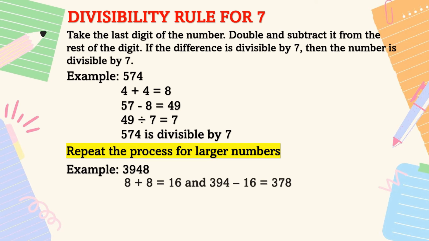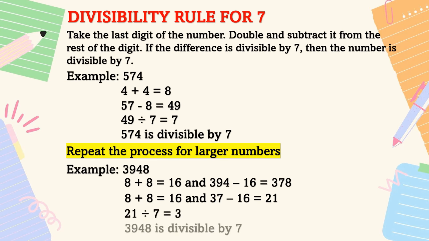Now, we have to repeat the process. The last digit is 8. We have to double it again. 8 plus 8 is equal to 16. And we have to subtract it again from the remaining digits. 37 minus 16 is equal to 21. 21 divided by 7 is equal to 3. Yes, it is divisible by 7. Therefore, 3,948 is divisible by 7.